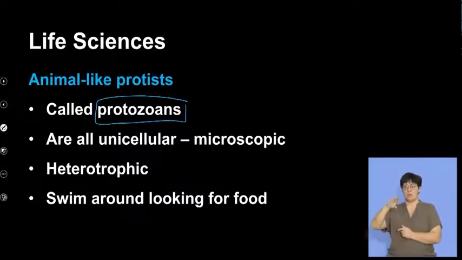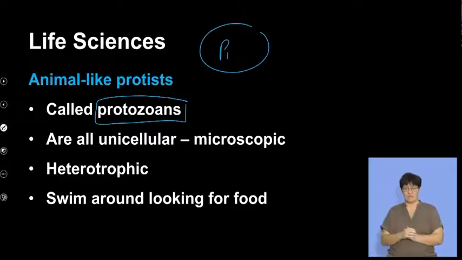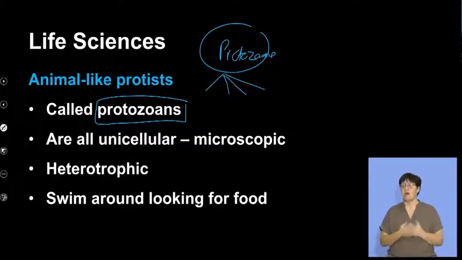The animal-like protists, there's a group, right? They're called, we say here, they are protozoans. And we're going to divide them into 4 different groups. Now, what else do they have that is a little bit animalistic, if I use that word?